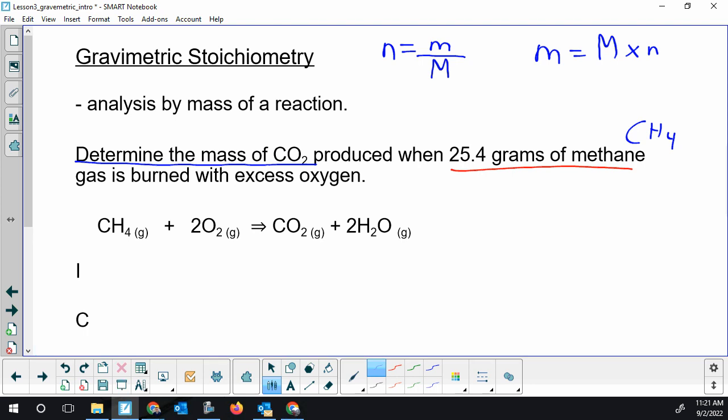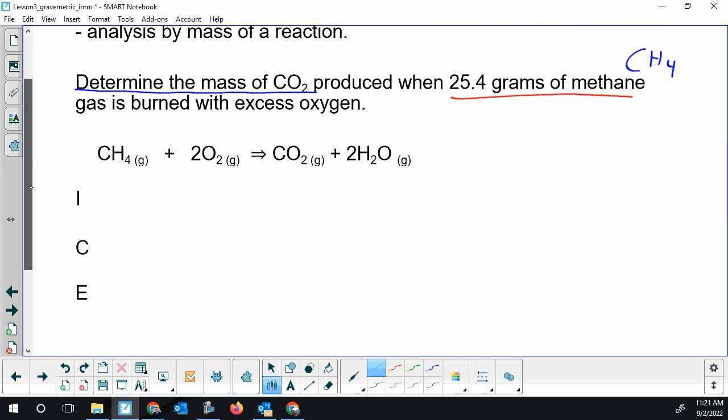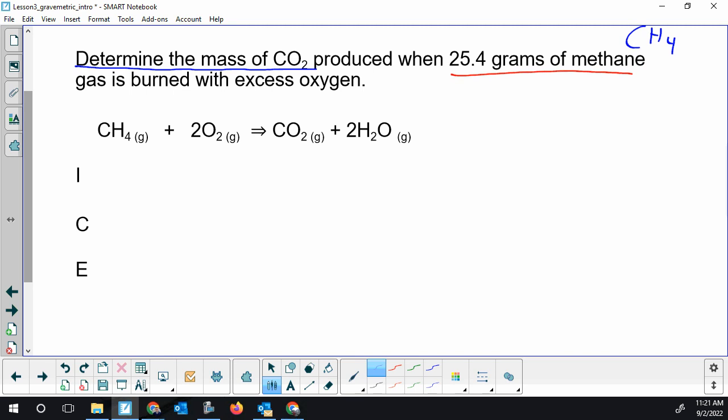When I get out my ICE table, which I've pre-typed, now you've got to hesitate. Don't stick mass into here, because 1 gram of methane does not produce 2 grams of water. 1 mole of methane will make 2 moles of water, but not mass. They have different molar masses.